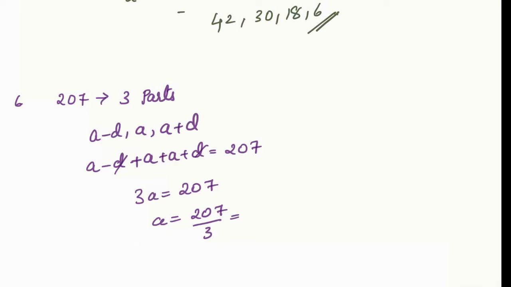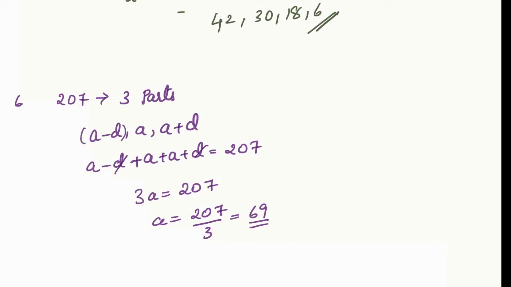So what do you get? 207 by 3 means 18. It goes 6 times. 27, 9. a is equal to 69. Now the product of the two smaller parts is equal to 4623. So product of two smaller parts.